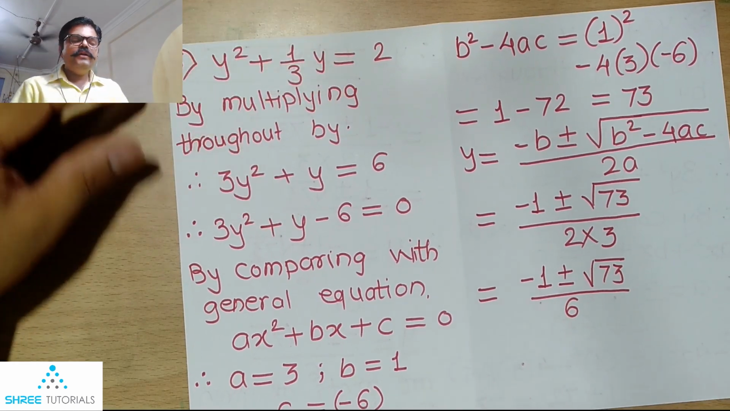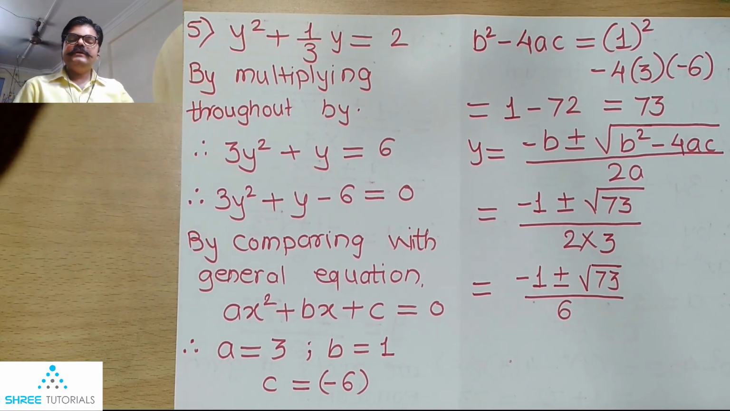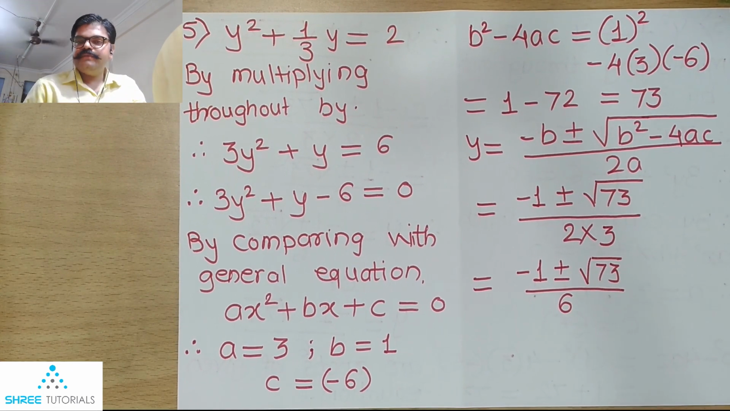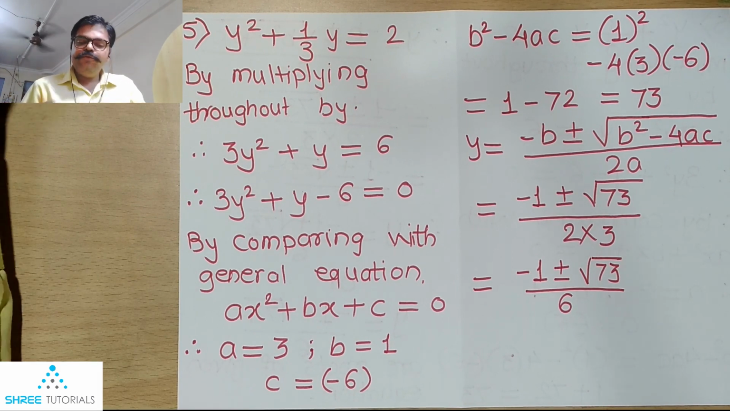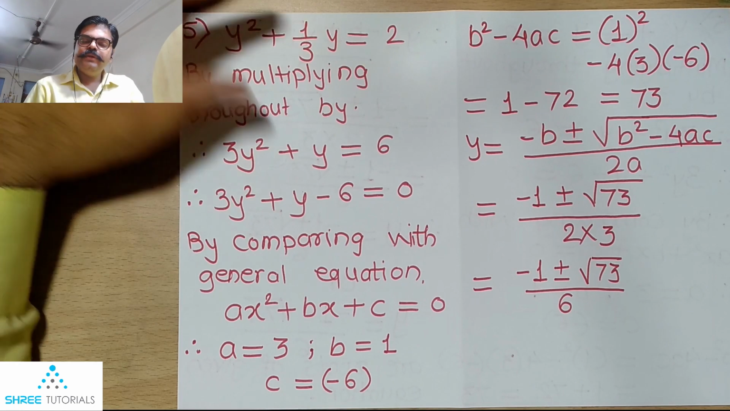Please note, here we cannot go for taking a square root of 73 because 73 is not a perfect square. Similarly, we cannot be splitting 73 into its factors. Why? Because 73 is a prime number and we will not be able to split it. Therefore, we are going to leave it as it is.